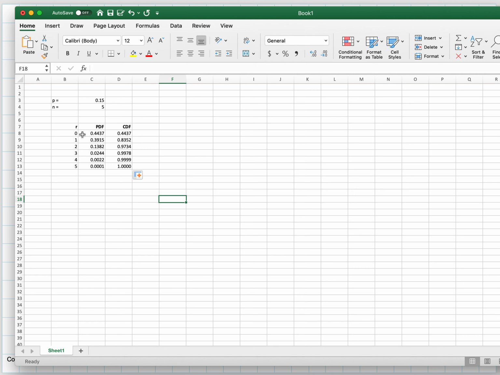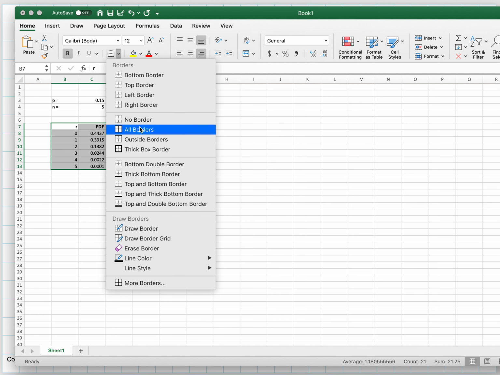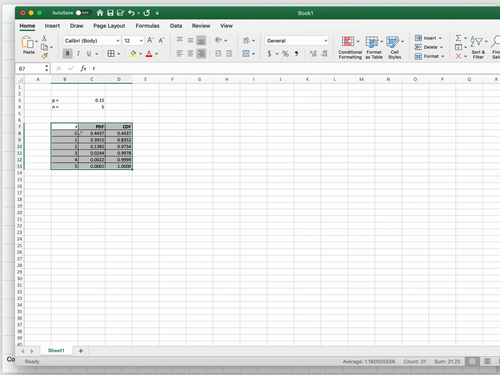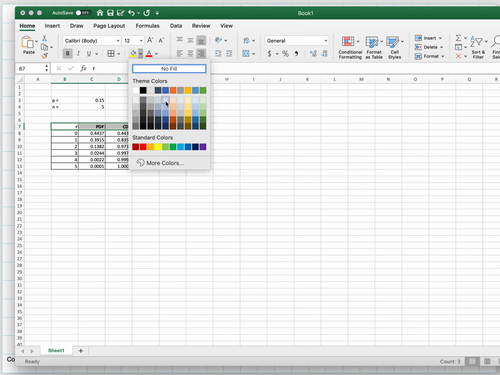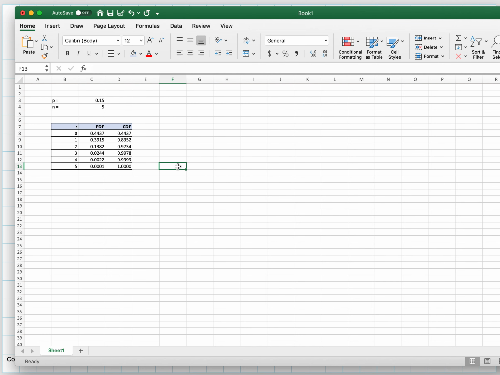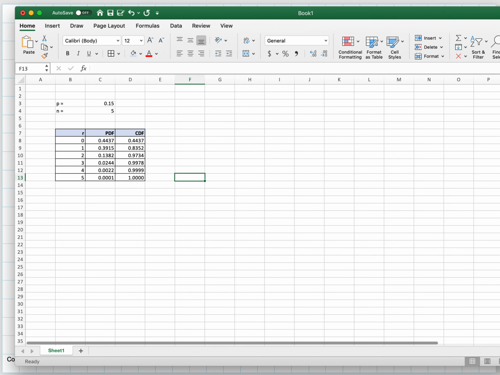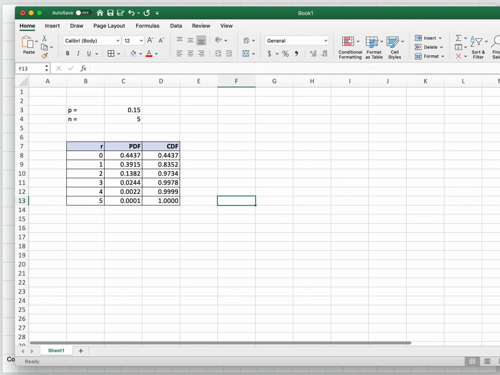So for 0, and again, I encourage you to make all your tables pretty so that you can copy and paste them into a PowerPoint. I always use the same format, so we can make it a little bit bigger so you can actually see it.